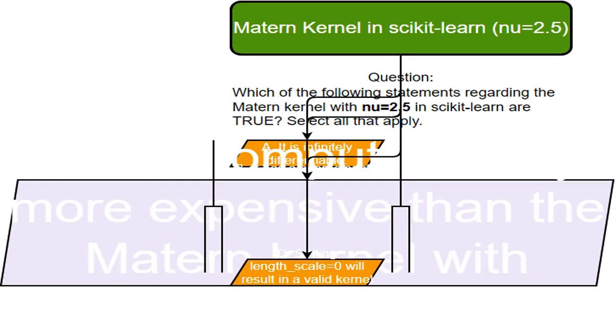This is also true. As you increase nu in the Matern kernel, the calculations involved become more complex. It's like solving a more intricate puzzle. It takes longer to solve. That means that using a higher nu takes more computational time than using a lower nu because the math is more difficult for the computer.